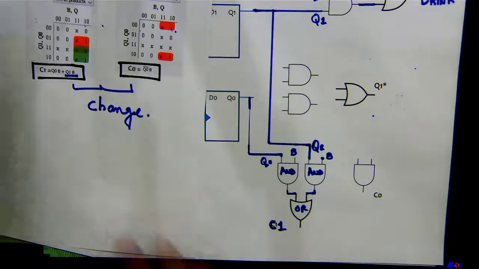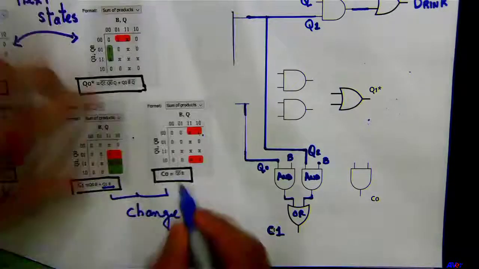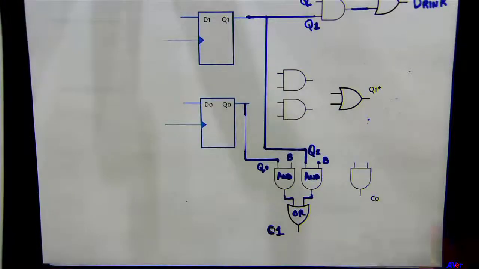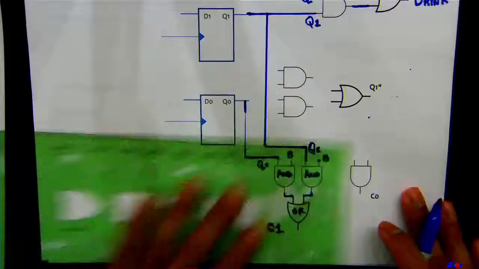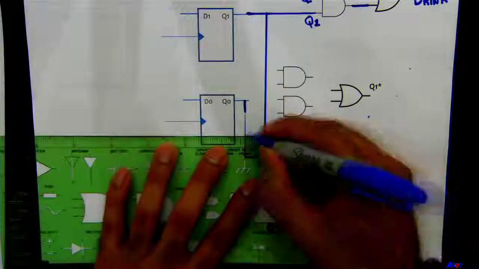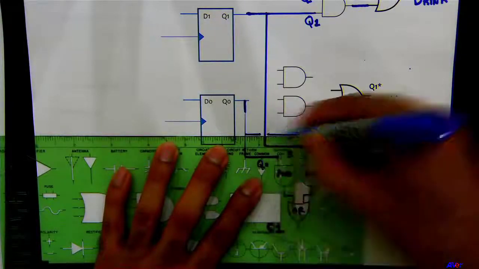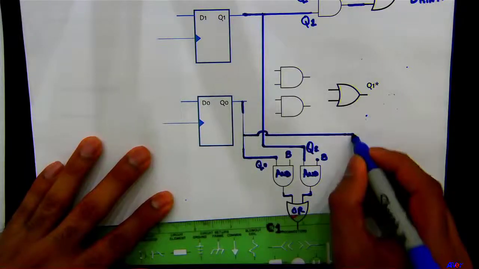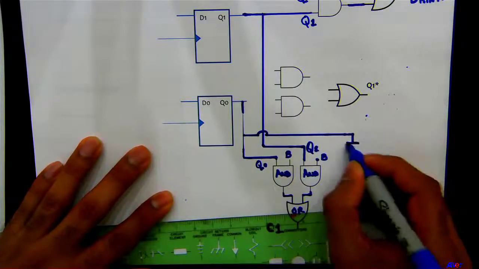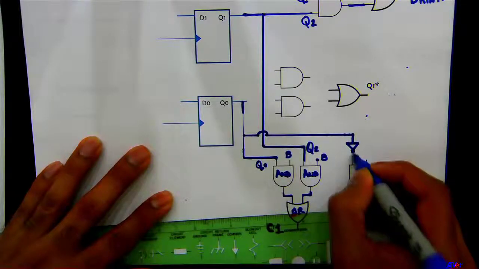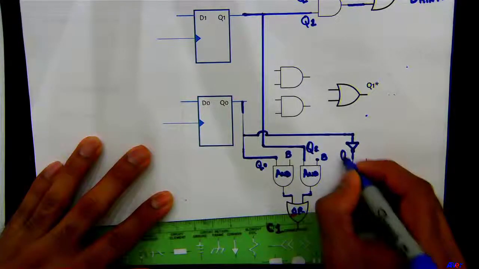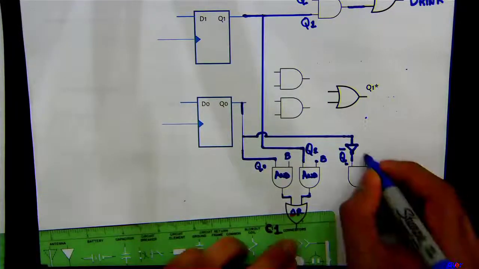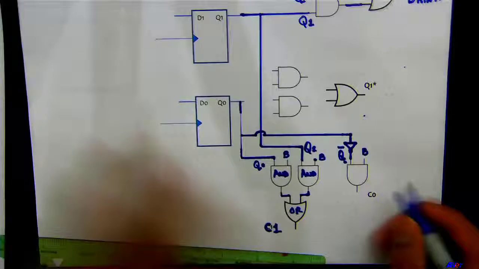I'm gonna work on C0 now. C0 is Q0 bar and B. Q0 is right here. So I'll just pull it from here. And it has to go through an inverter because it's Q0 bar. Okay? Q0 bar. And then this is going to be B. Okay, and this makes your C0.